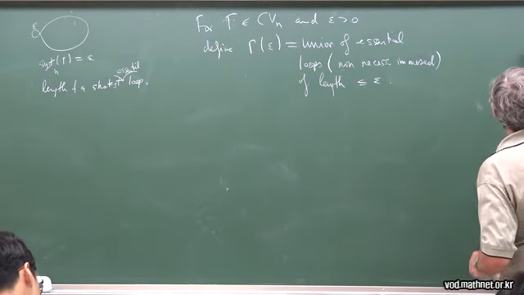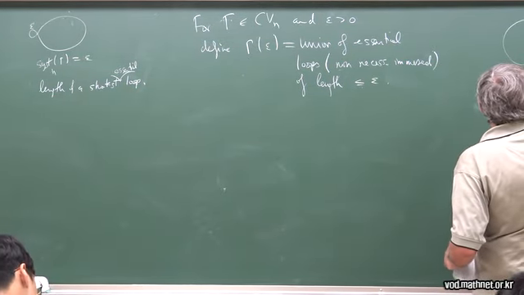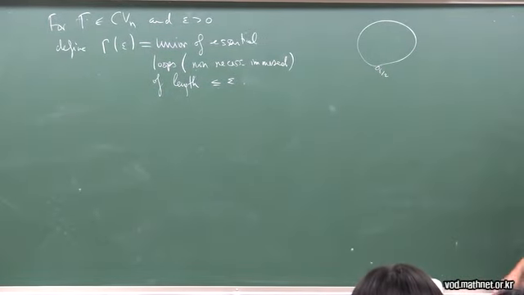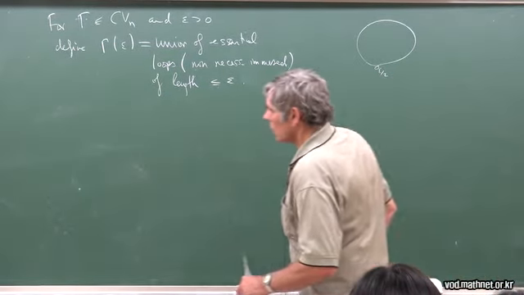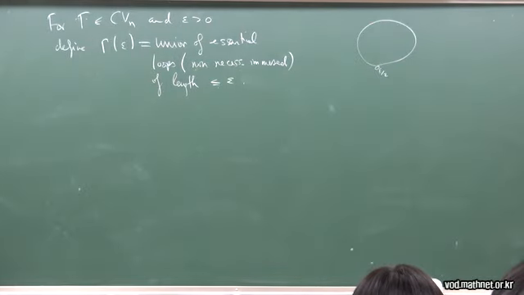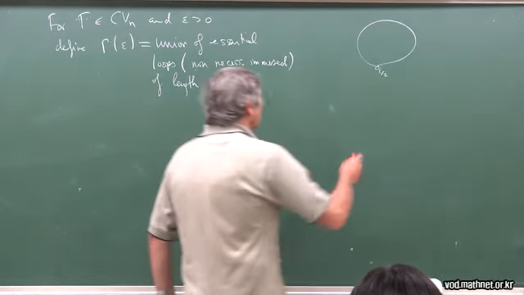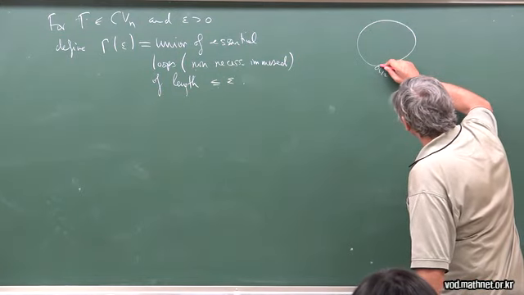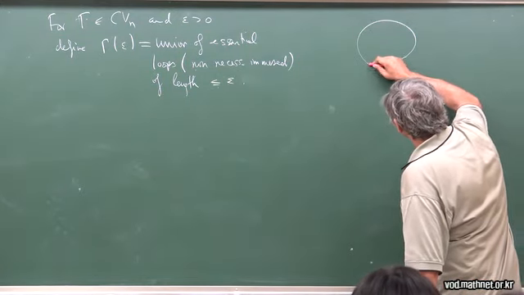So if I take, let's say, a graph where this loop has size epsilon half, then what is this gamma of epsilon? Well, I can take epsilon half here, but then I can also add epsilon half this way and epsilon half this way.